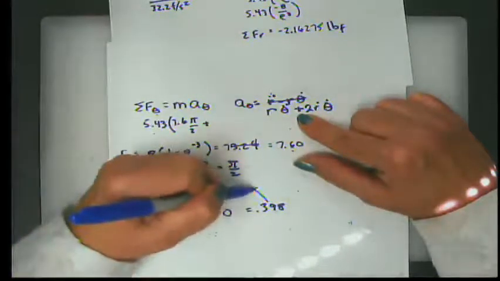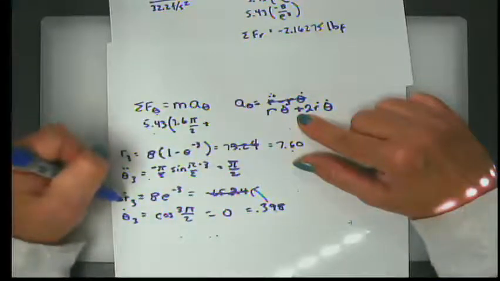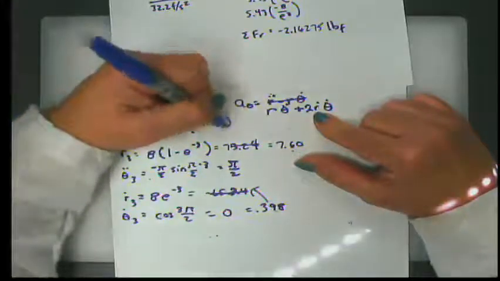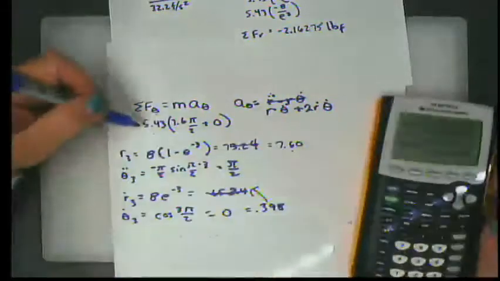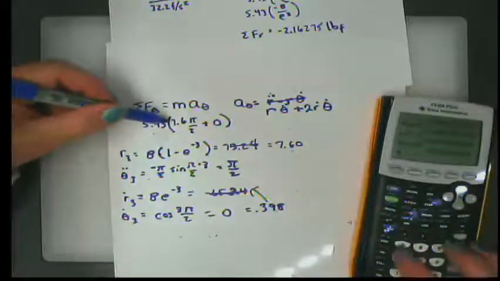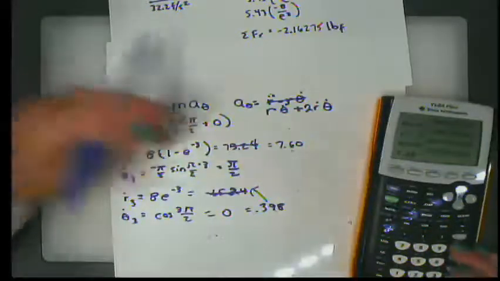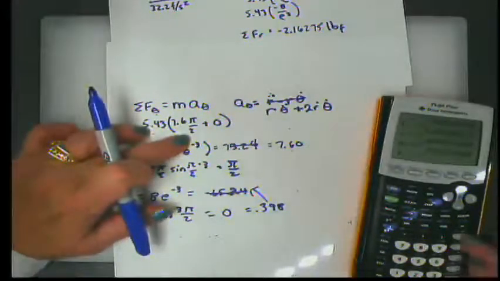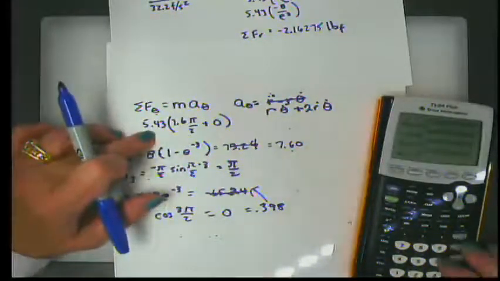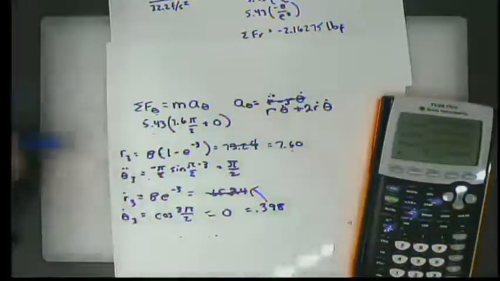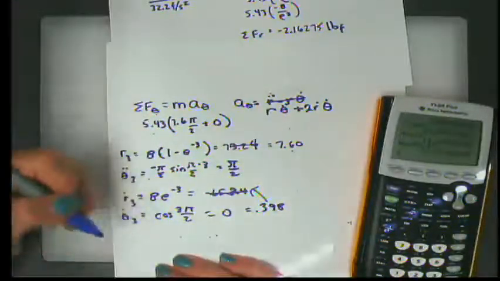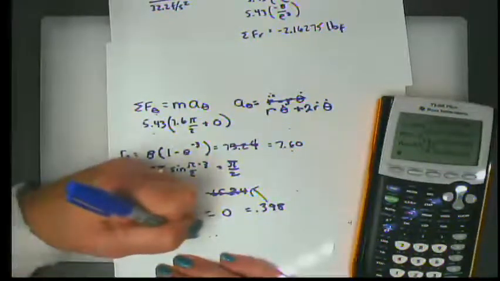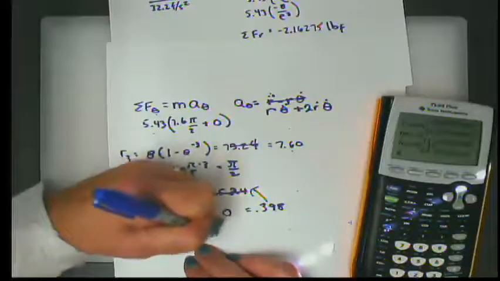This one's here. I made that r3 dot. That doesn't matter because this is equal to 0 plus 0, right? So we get 7.6 times pi divided by 2 times 5.43. That tells me that my F sub theta is 64.8, and that's also going to be in pounds of force.